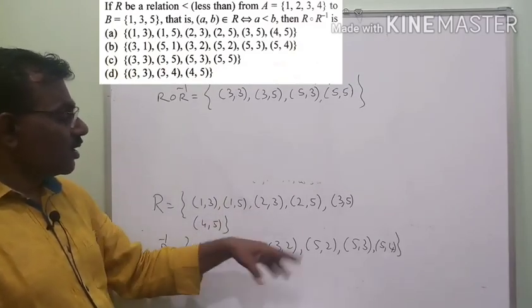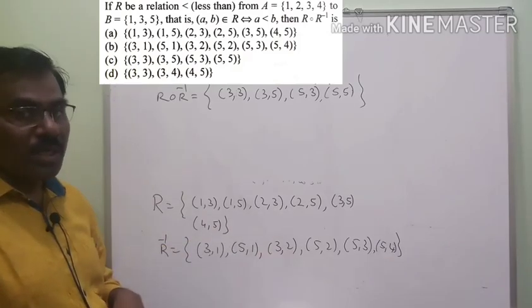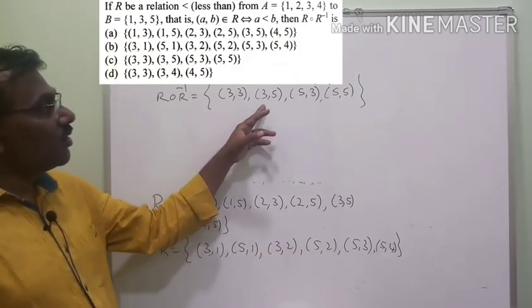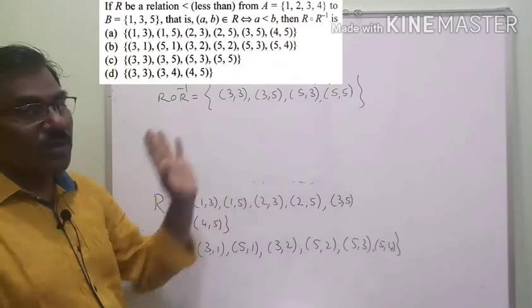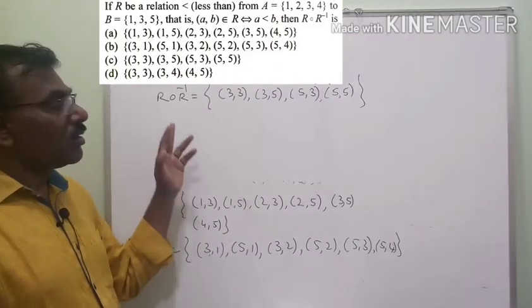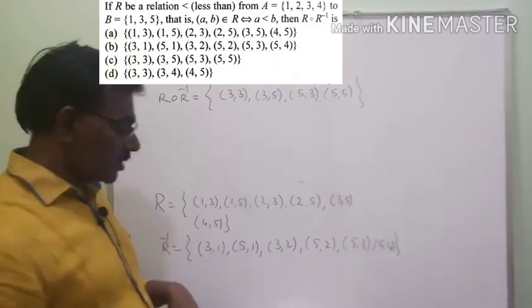So next, what will there be? All are repeated only. Okay. So your answer is (3,3), (3,5), (5,3) and (5,5). This is the R composition R inverse.